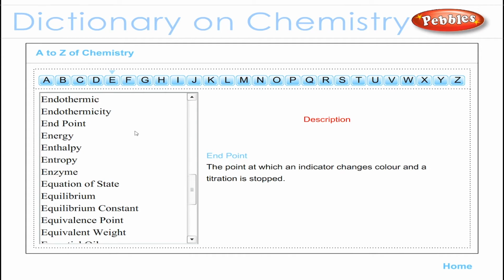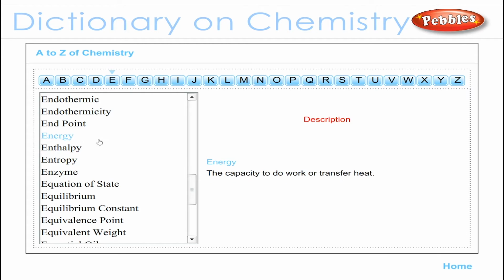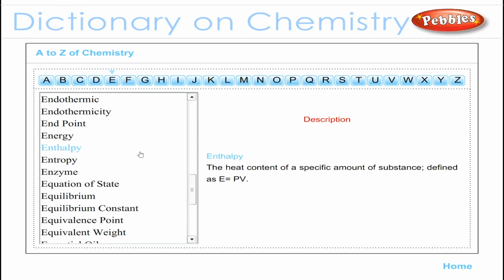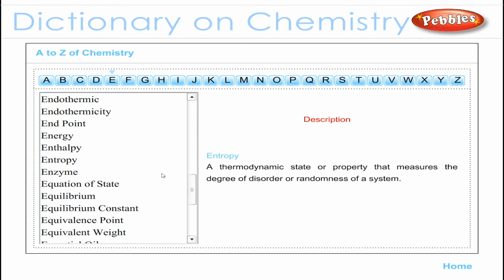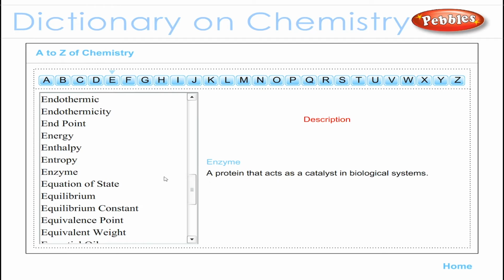Endpoint: the point at which an indicator changes color and a titration is stopped. Energy: the capacity to do work or transfer heat. Enthalpy: the heat content of a specific amount of a substance, defined as H = E + PV. Entropy: a thermodynamic state or property that measures the degree of disorder or randomness of a system. Enzyme: a protein that acts as a catalyst in biological systems.